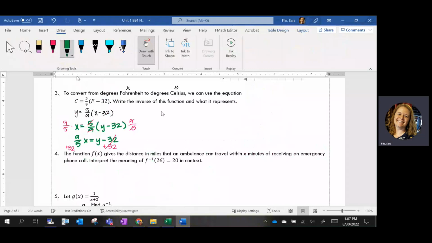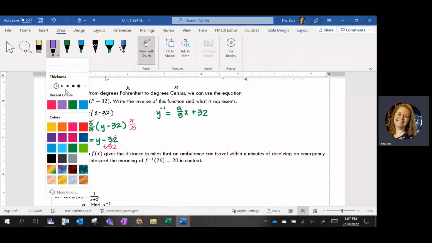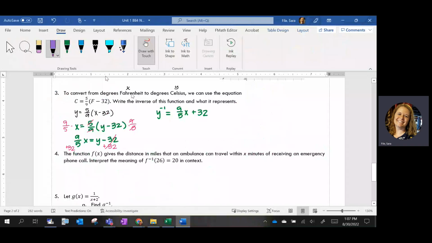Okay, so we end up with the inverse of y is 9/5 x plus 32. Now, I want to write that with Celsius and Fahrenheit. The thing that gets confusing, though, is in the original function, Fahrenheit was the x and Celsius was the y. But in the inverse function, you switch meanings.